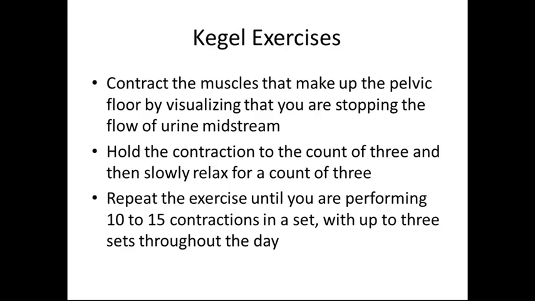Kegel exercises contract the muscles that make up the pelvic floor by visualizing that you are stopping the flow of urine midstream. Hold the contraction to the count of 3 and then slowly relax for the count of 3. Repeat the exercise until you are performing 10 to 15 contractions in a set with up to 3 sets throughout the day.